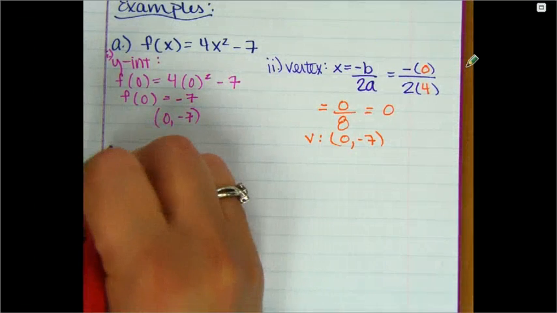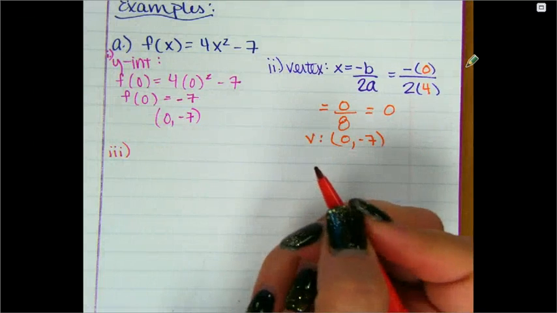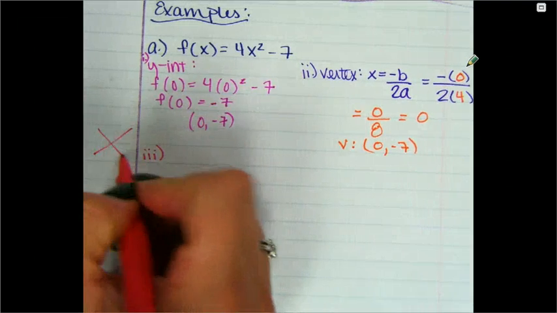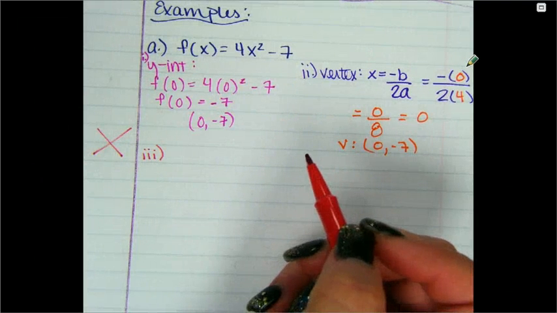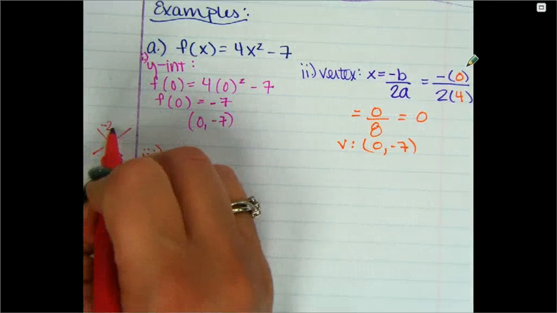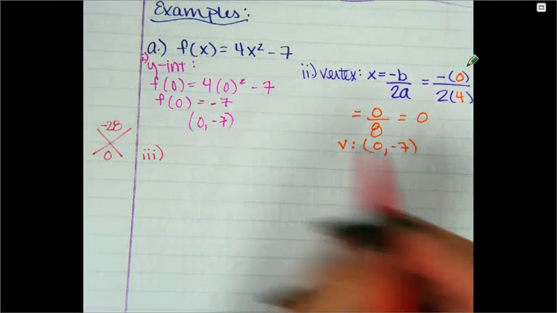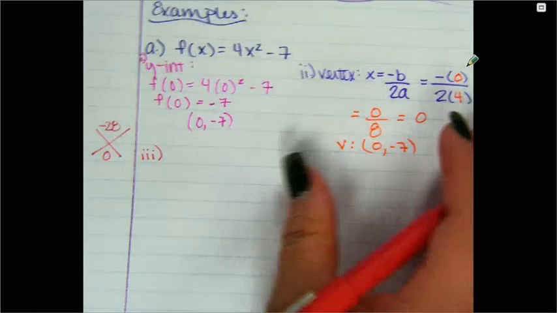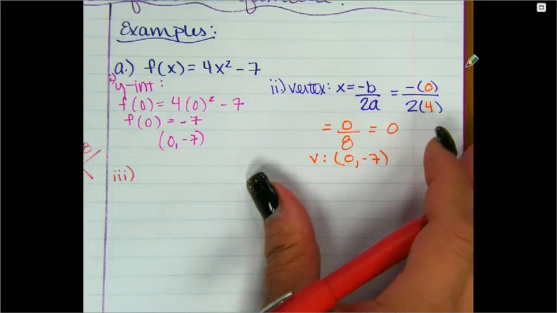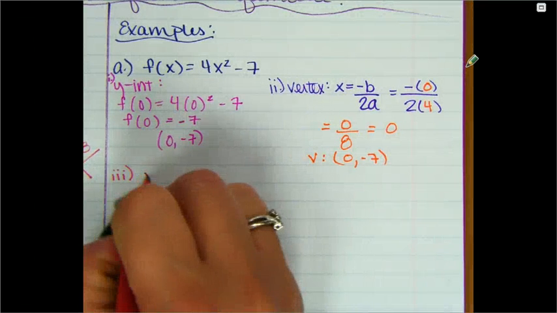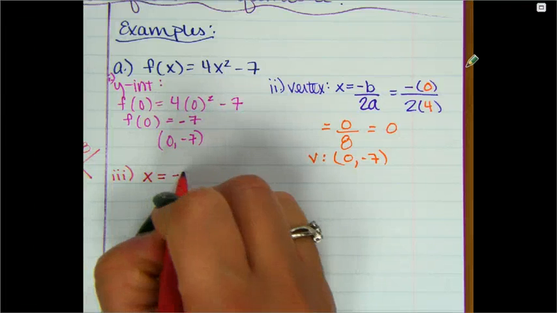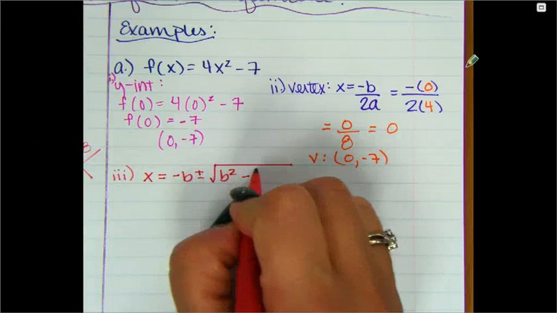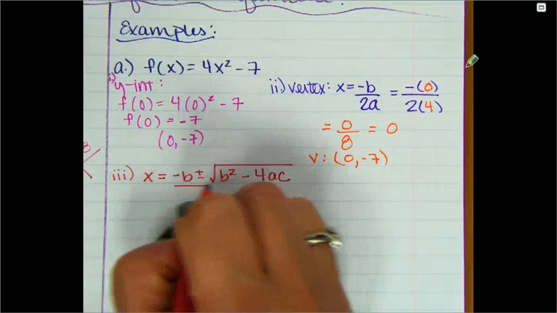Does this factor? How do you know? What do you put on top? Negative 28 on the bottom. Do you have two numbers that multiply to give me negative 28 but add up to give me 0? No. So we're going to ignore that. It doesn't factor. So we have to use what? Which is what? X equals? Negative b plus or minus the square root of b squared minus 4ac all over 2a.